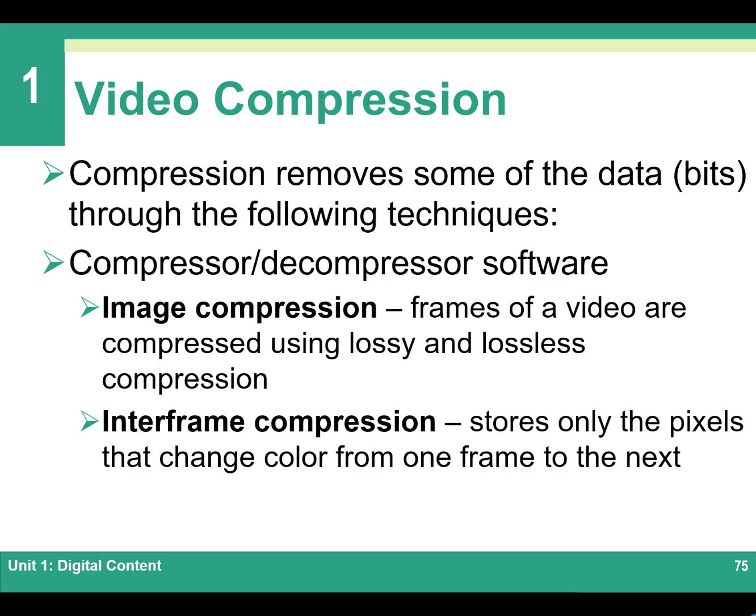So compression removes some of the bits through the following techniques. They got image compression, where we have frames of videos that are compressed using lossy or lossless compression. And they have interframe compression, which is kind of a cool way of doing things, to where you store only the pixels that change from one frame to the next. So if most of the picture isn't changing, you only have to change the parts that move. And that takes a whole lot less space. And by doing interframe compression, you aren't necessarily going to lose as much data, but still reduce the size considerably.